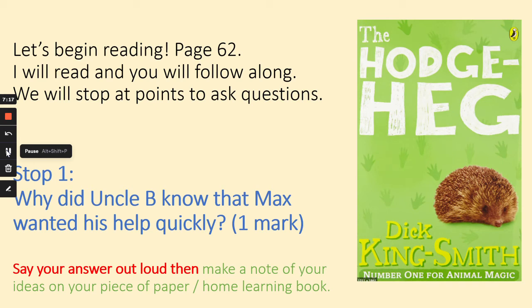Oh, I've got a question. Why did Uncle B know that Max wanted his help quickly? Have a look. How many marks is this question? Very good. 1 mark. So we need a short, snappy answer. Have a look back. Why did Uncle B know that Max wanted his help quickly? Say your answer out loud. Then write it down on your piece of paper. Pause the video and play it again once you've written it down.